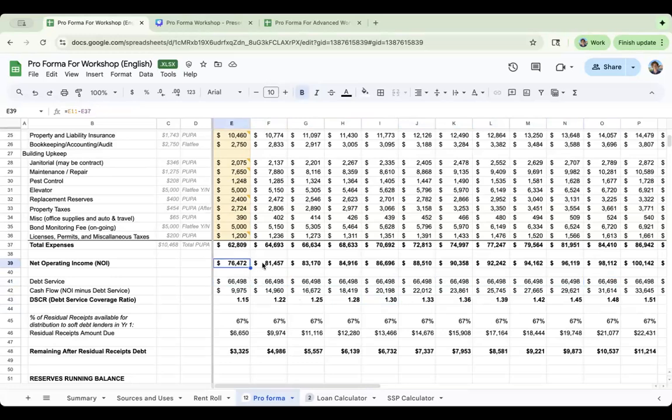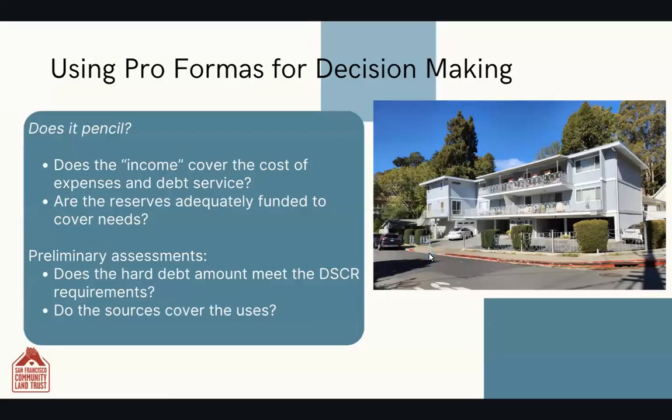But what's changing is our NOI. So it's increasing over time, which is great. And the DSCR comes up with it, right? So that's awesome.